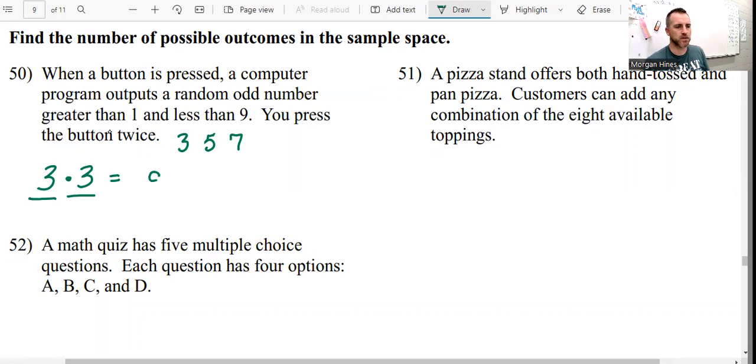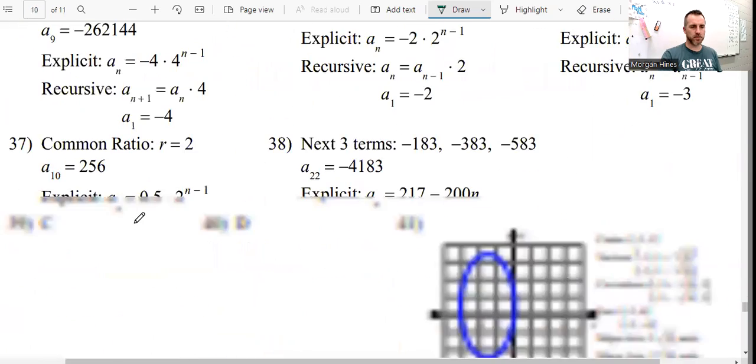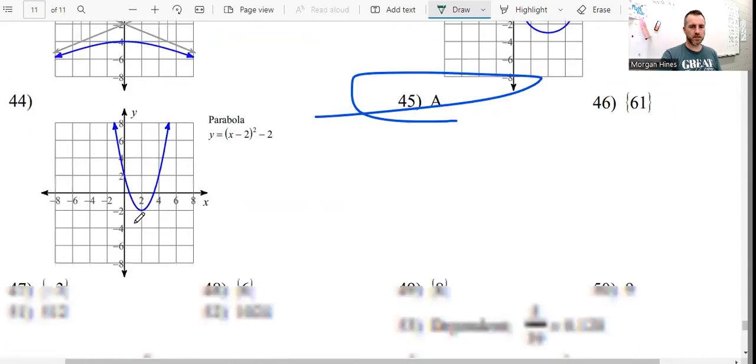If you multiply those together, you find the total number of possible outcomes in the sample space. So there's 9 different ways that could go. 3,5; 3,7; 3,3. That's 3 ways. 5,3; 5,5; 5,7. That's 6. 7,3; 7,5; 7,7. That's 9. Let's check that, see if they're doing it the same way I'm doing it.